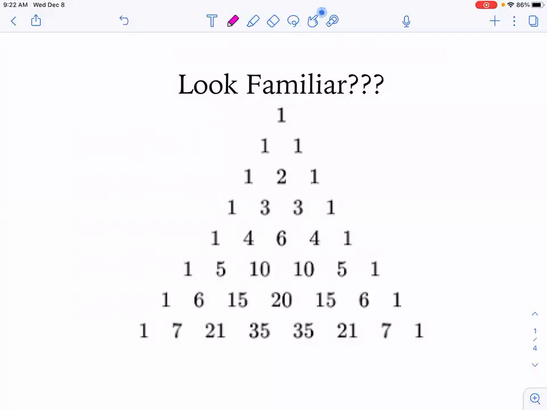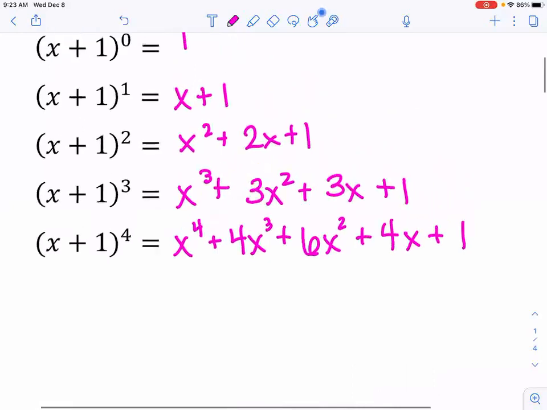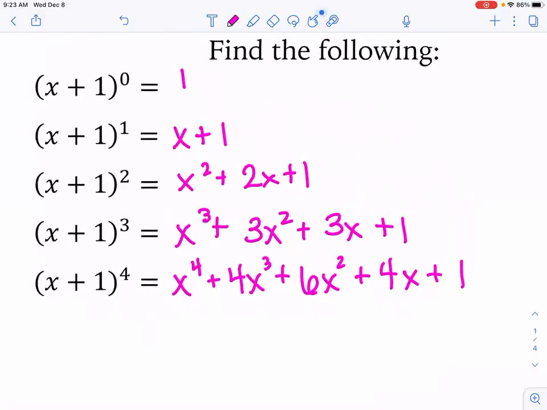So 3 plus 3 is 6, 4 plus 6 is 10, 10 plus 10 is 20, 5 plus 1 is 6. We can keep going for a long time. Okay. So I want you to look at these numbers right here. And then I want you to look at the coefficients right here. 1, 1, 1, 1, 2, 1, 1, 3, 3, 1, 1, 4, 6, 4, 1.